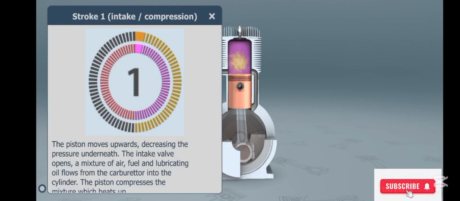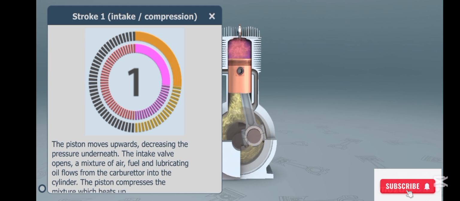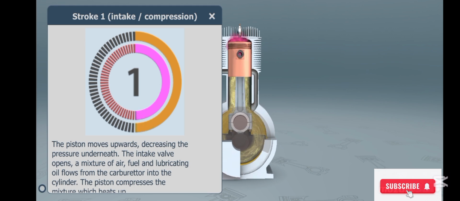During the first stroke in the operation of two-stroke engines, the piston moves upwards, decreasing the pressure underneath. The intake valve opens and a mixture of air, fuel, and lubricating oil flows from the carburetor into the cylinder. The piston compresses the mixture, thereby increasing the temperature.